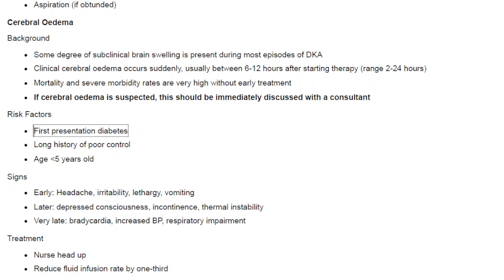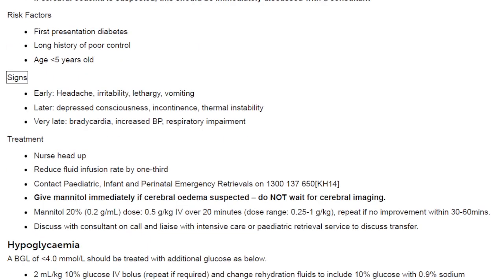Risk factors. First presentation: diabetes. Long history of poor control. Age less than 5 years old. Signs. Early: headache, irritability, lethargy, vomiting. Later: depressed consciousness, incontinence, thermal instability. Very late: bradycardia, increased BP, respiratory impairment.